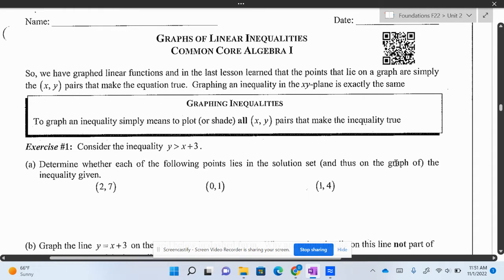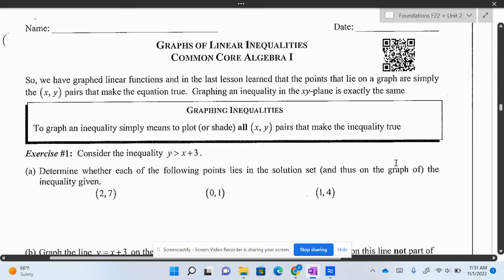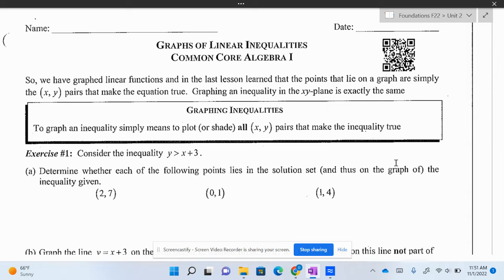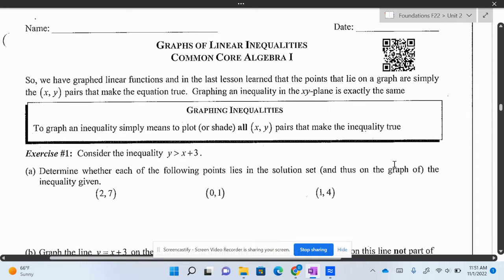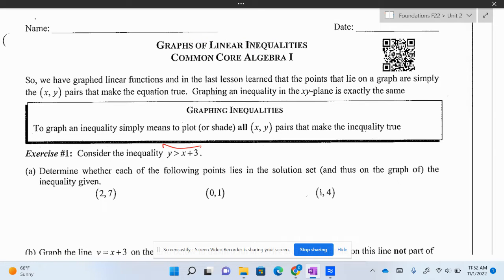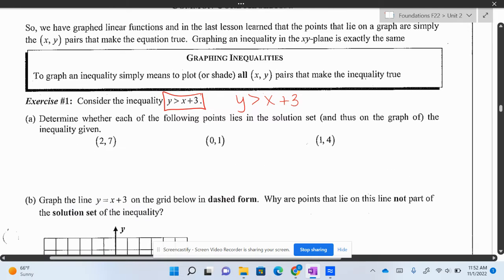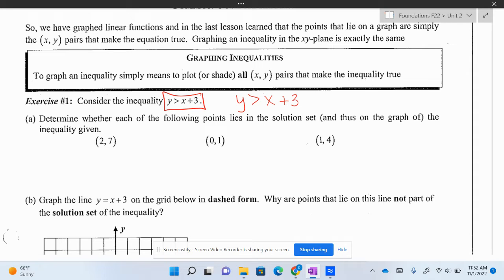So we have graphed linear functions in the last lesson, and we learned that the points lie on the graph, and they're simply XY ordered pairs. So we already know this. So we're just going to jump right here to this inequality. Y is greater than X plus 3. I need you to tell me if any of these ordered pairs below are solutions. How am I going to do that? Can't I just plug them in for X and Y right here into this equation?